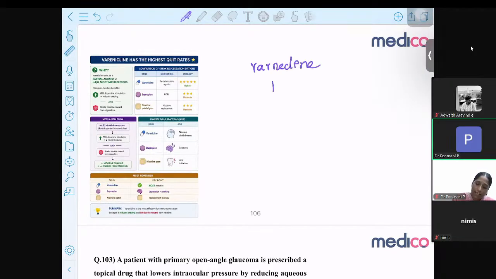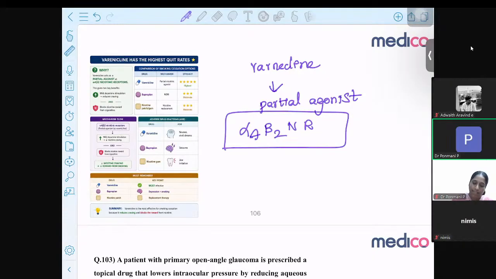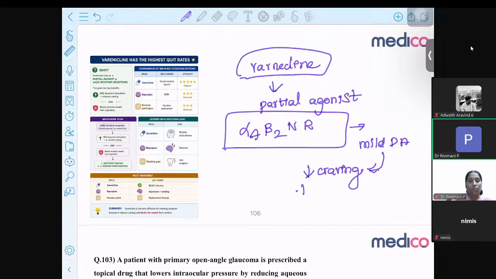And how is varenicline going to act? As I said, it acts as a partial agonist at nicotinic receptors. What type? Alpha 4 beta 2 subtype of nicotinic receptors. And it also causes a mild dopamine stimulation. Hence, this is going to decrease the nicotine craving, and it is going to decrease the reward from smoking also. Okay, so the highest efficacy for developing abstinence from smoking is varenicline.